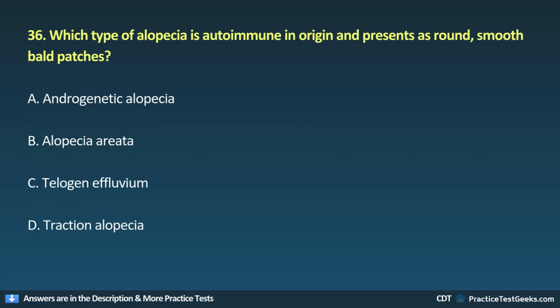36. Which type of alopecia is autoimmune in origin and presents as round, smooth, bald patches? A. Androgenetic alopecia. B. Alopecia areata. C. Telogen effluvium. D. Traction alopecia.